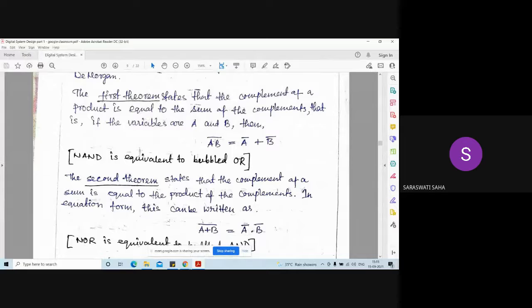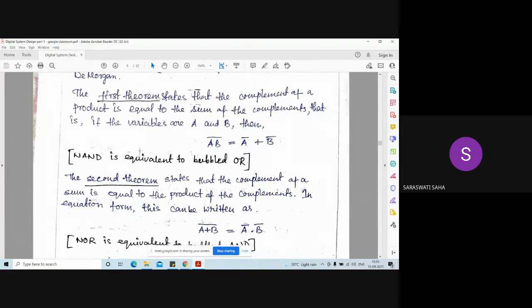So, how can you memorize it? NAND is equivalent to bubbled OR. Bubbled means complement. So, if (AB) naught is there, the first theorem states that it will be equivalent to bubbled OR. Bubbled OR means if there are two variables, we get the OR of the complement of each variable. A, B, there are two variables, so it will be the OR of A naught and B naught.